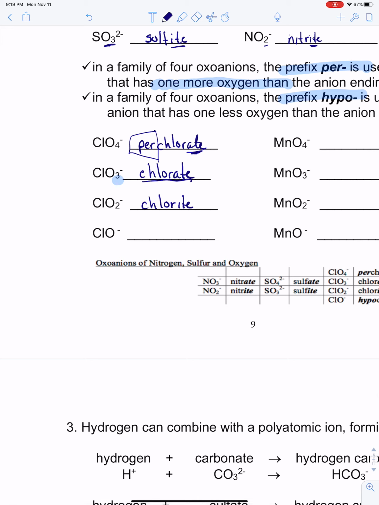All right, so ClO minus. Okay, so if ClO2 minus is chlorite, we're going to tack on a different prefix. We'll call this hypochlorite. We'll tack on the hypo, which means 1 less oxygen than chlorite. So these 2 are related and these 2 are related.